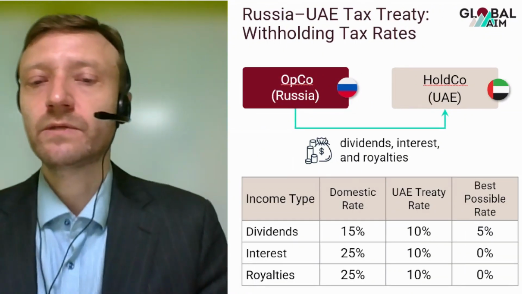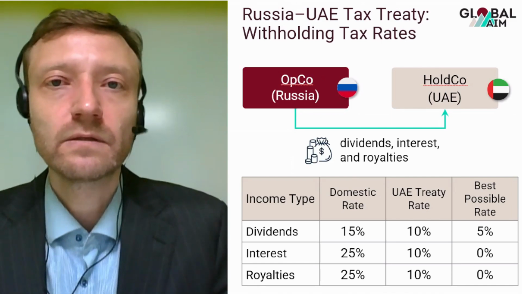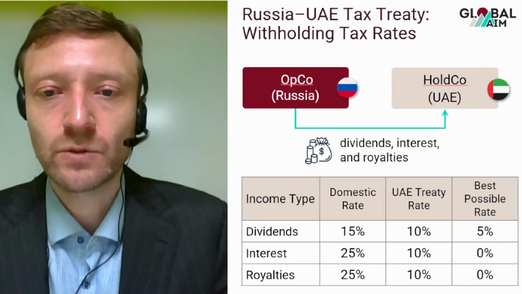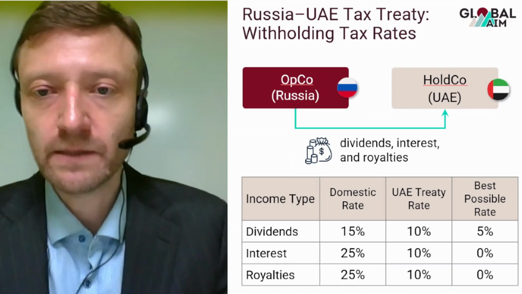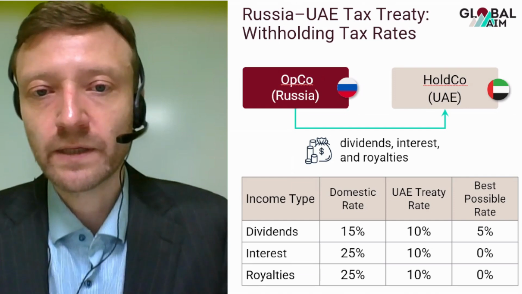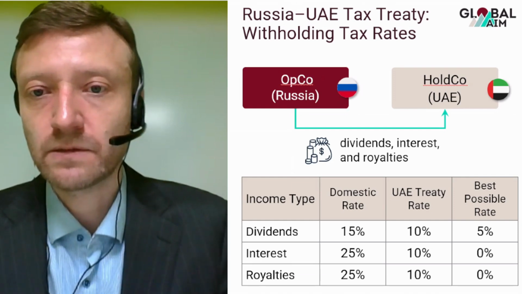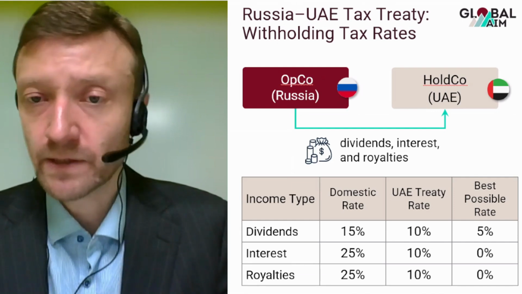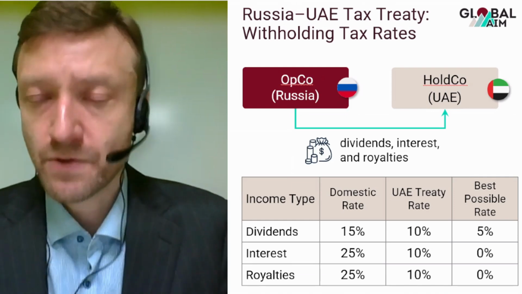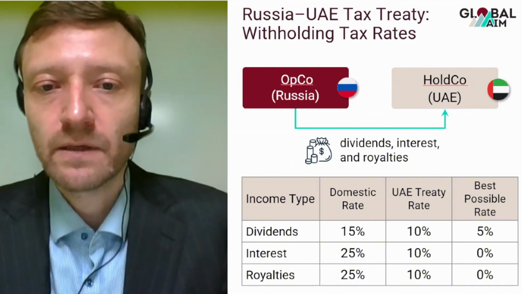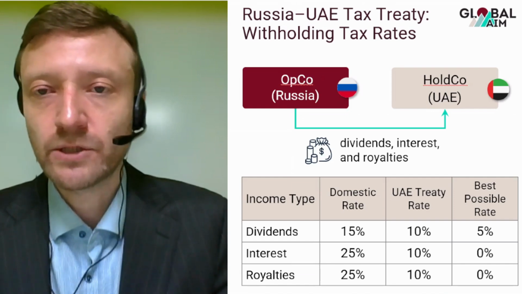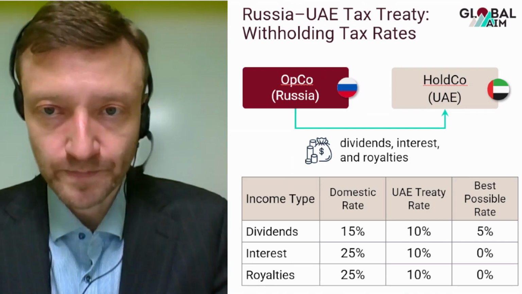The domestic rate for interest and royalties in Russia is 25%. This year, the corporate tax rate has increased from 20 to 25%, and the reduction is again to 10%. So this treaty follows the most recent Russian approach and model of the so-called triple 10, where dividends, interest, and royalties are each subject to a 10% rate. Again, this is a significant tax saving on withholding tax payments, but it's not the best possible rate. Interest and royalties in some existing double tax treaties that Russia has with other countries are zero.